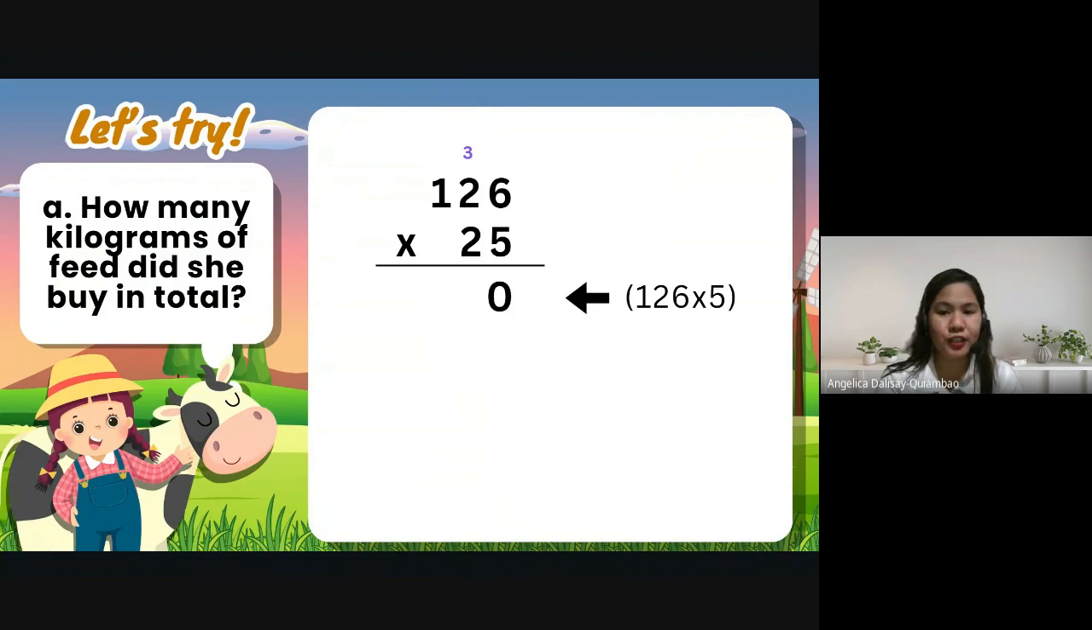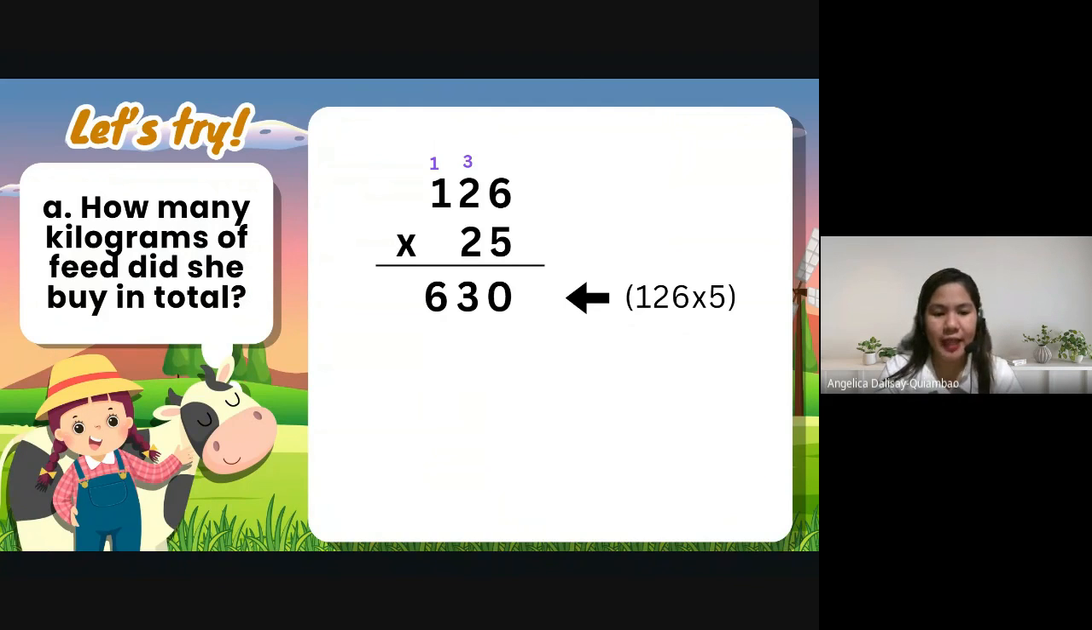you will get 30. You carry over 3, and then 5 times 2, you will get 10, and then add 3, you will get 13. We will carry over 1. 5 multiplied by 1, you will get 5. Add 1, you will get 6. So our first partial product is 630.